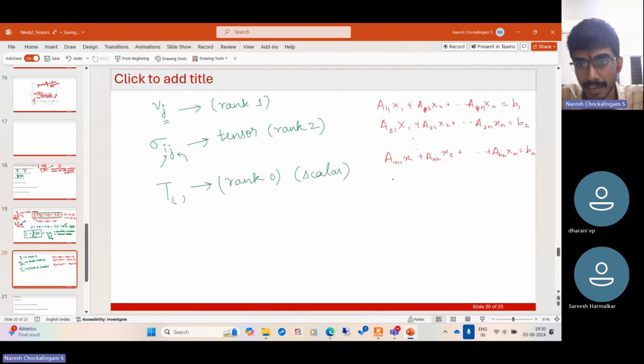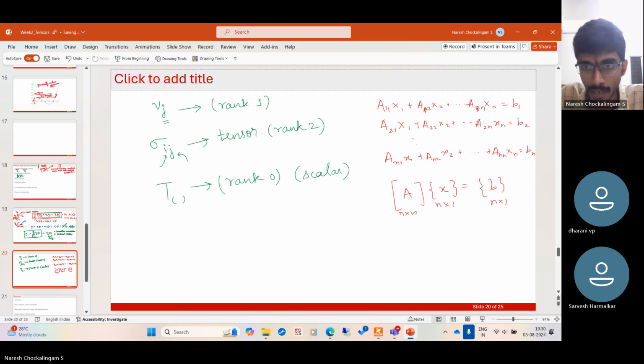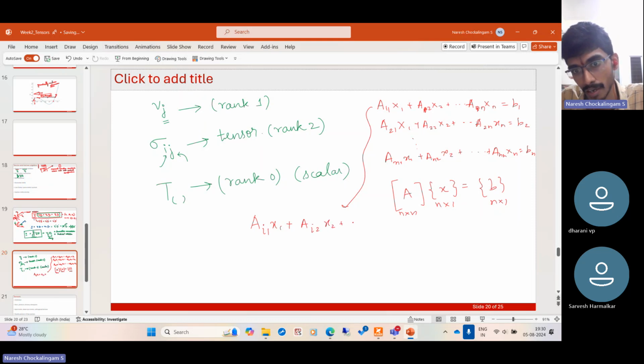So you can write this in matrix form: matrix A multiplying a vector x is equal to b. This is a column vector, not a directed line segment. So this is n cross 1, this is n cross 1, and this is n cross n. Now, if you just look at one of these equations, you can write it in general as ai1 x1 plus ai2 x2 and so on up to ain xn is equal to bi. And this holds for every i going from 1 to n. So there are n such equations.